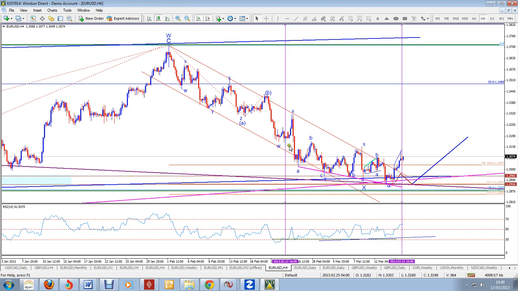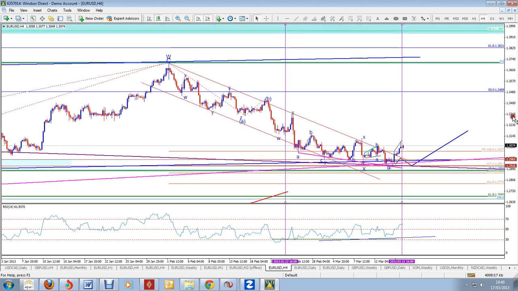Okay, so it might be that we've got low to high to give us 90 bars, then from high to low 90 bars, and then from low to high again 90 bars. So we may expect now another leg down on the euro dollar.